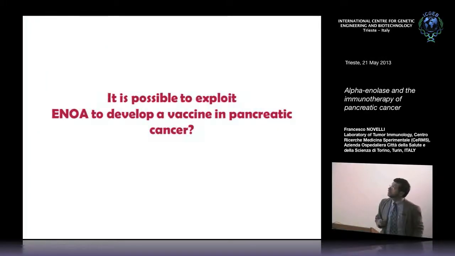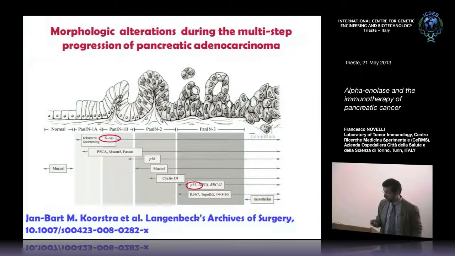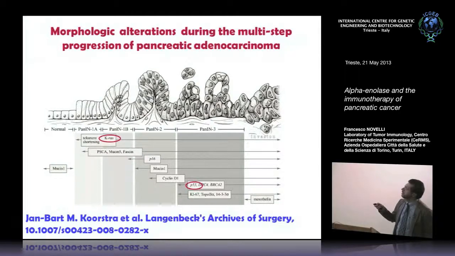So the last point I discuss is whether it is possible to exploit enolase to develop a vaccine in pancreatic cancer. This experiment was set up taking into consideration that pancreatic carcinogenesis is a multistep process that requires different steps of mutation, because the normal epithelium can be transformed initially into a precancer lesion, and these precancer lesions are characterized mostly by KRAS mutation, but then there are many other mutations that can occur, and then those precancer lesions can transform into in situ cancer and metastatic cancer.